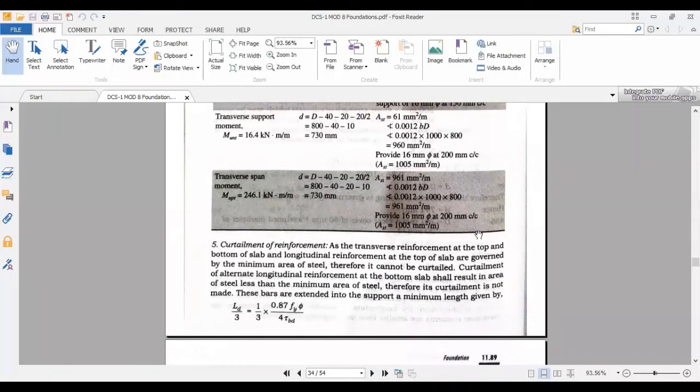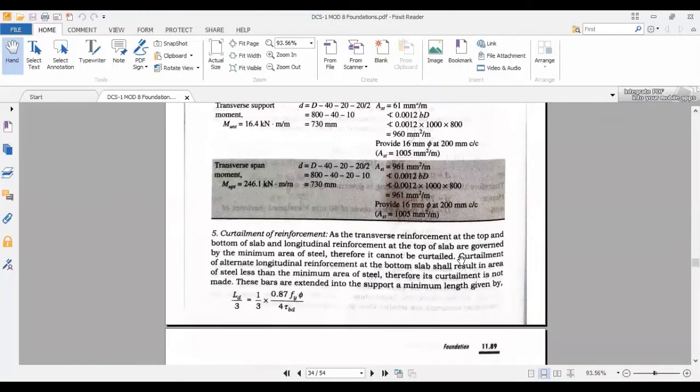Next is curtailment of reinforcement. As the transverse reinforcement at the end and bottom of slab and longitudinal reinforcement at the top of slab are governed by minimum area of steel, therefore it cannot be curtailed.